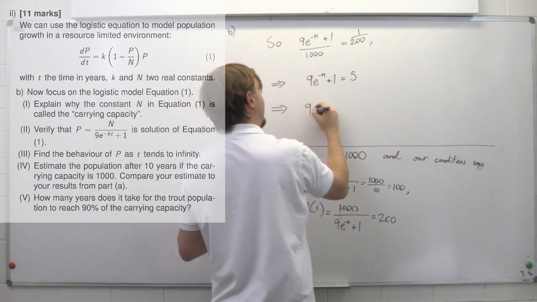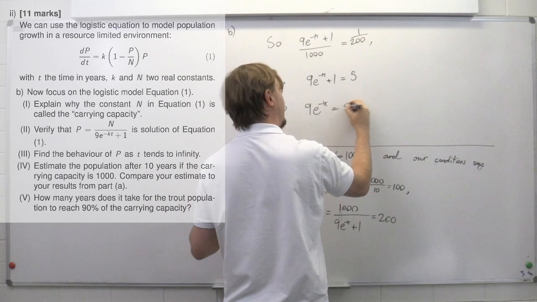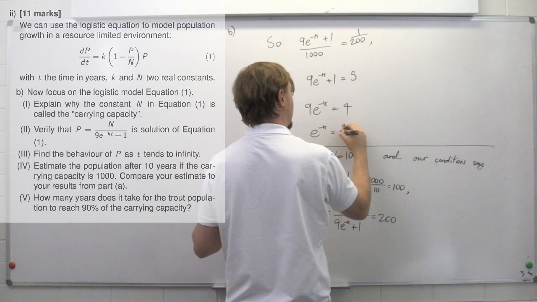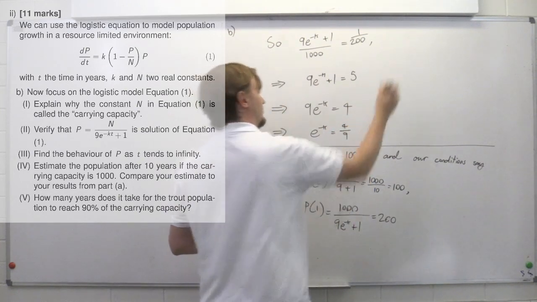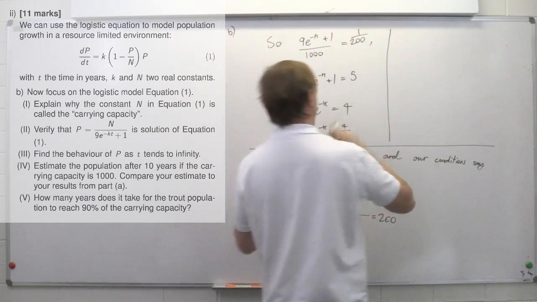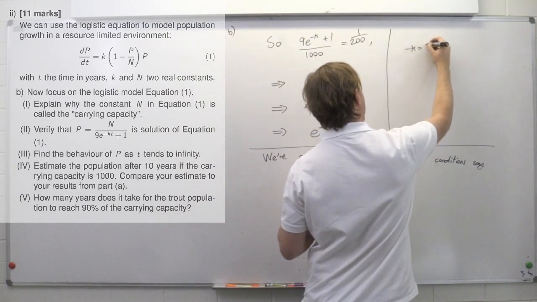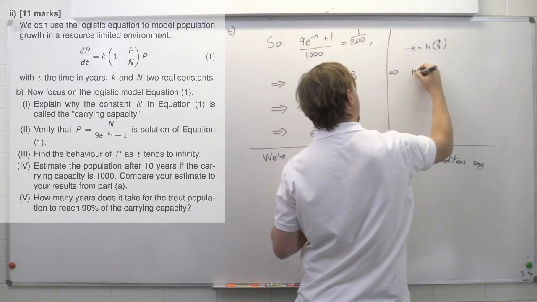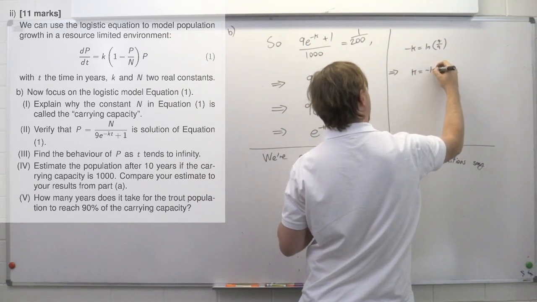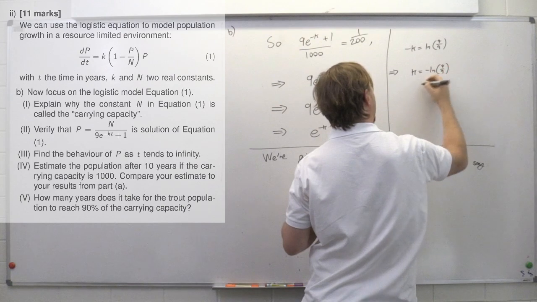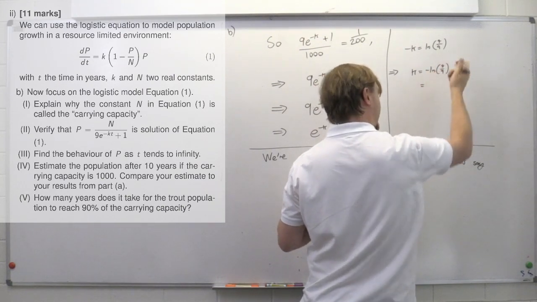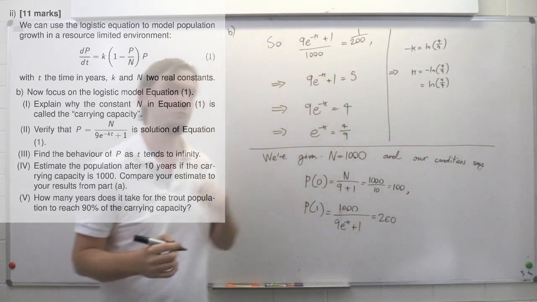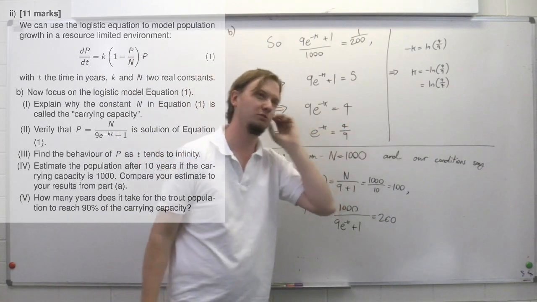So we're going to get that 9e to the minus k is equal to 4. Or in other words, e to the minus k is equal to 4 ninths. So that's very close to giving us k, because we can take logs to get minus k is the log of 4 ninths. So k is equal to minus the log of 4 ninths. And a minus sign in front of a log can flip it over, so this is really the log of 9/4. So 9/4 being 2.25, it's close to the log of 2, which is what we used before.